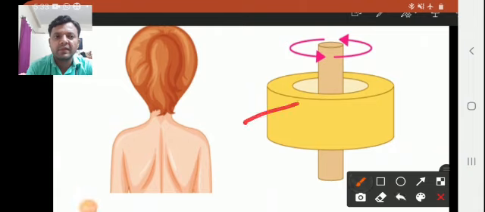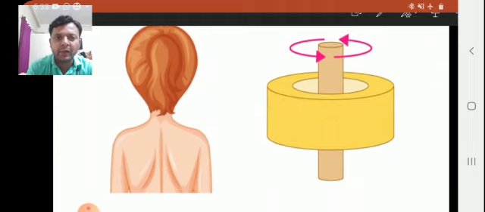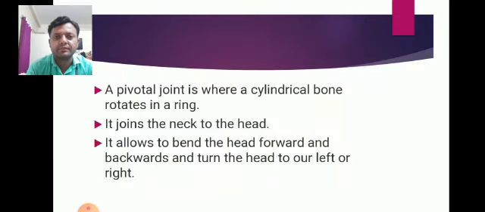Okay, see, here is a ring and it is a cylindrical structure, we can say, right? Ring and cylindrical structure is there in a pivot joint. A pivot joint is where a cylindrical bone rotates in a ring. It joins the neck to the head. A very important function of the pivot joint is it joins the neck to the head.